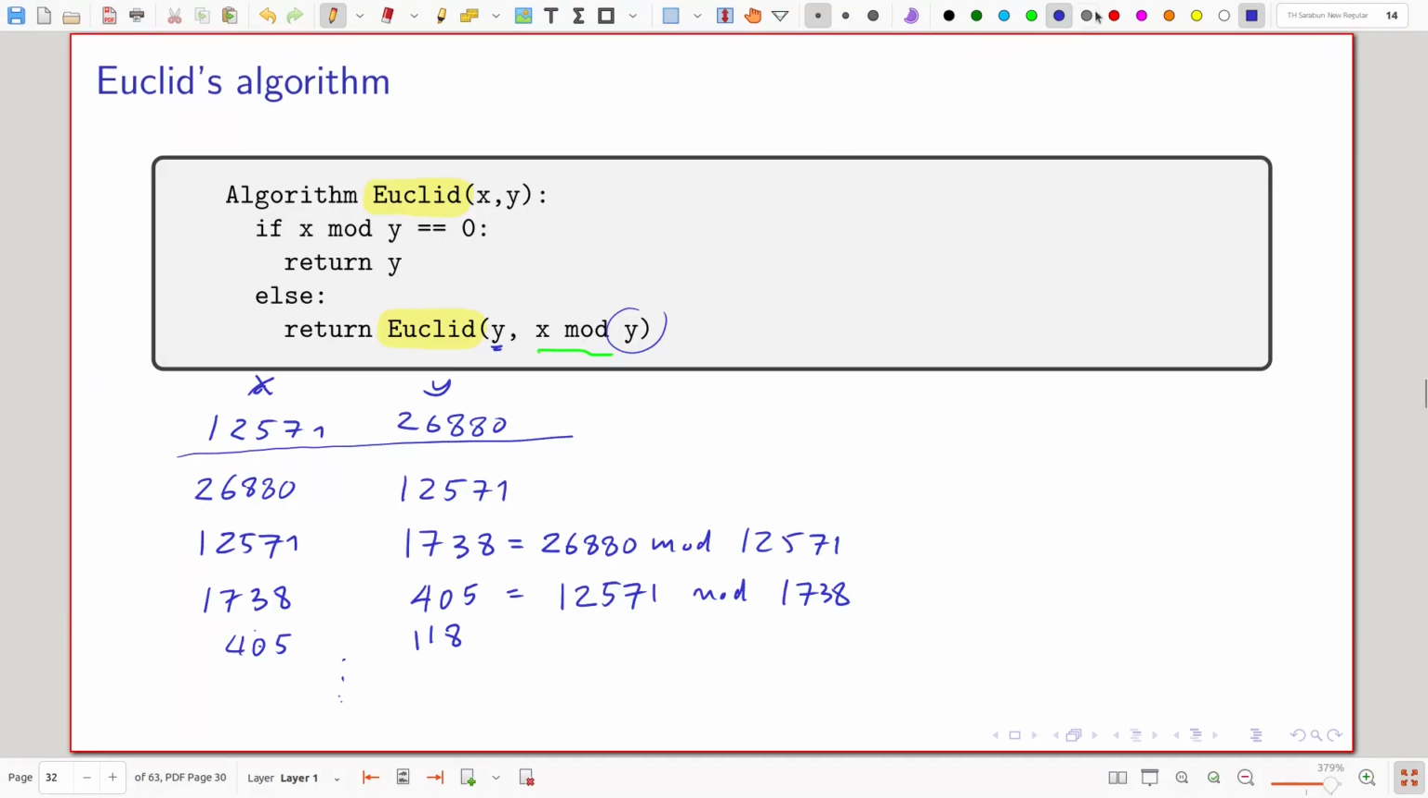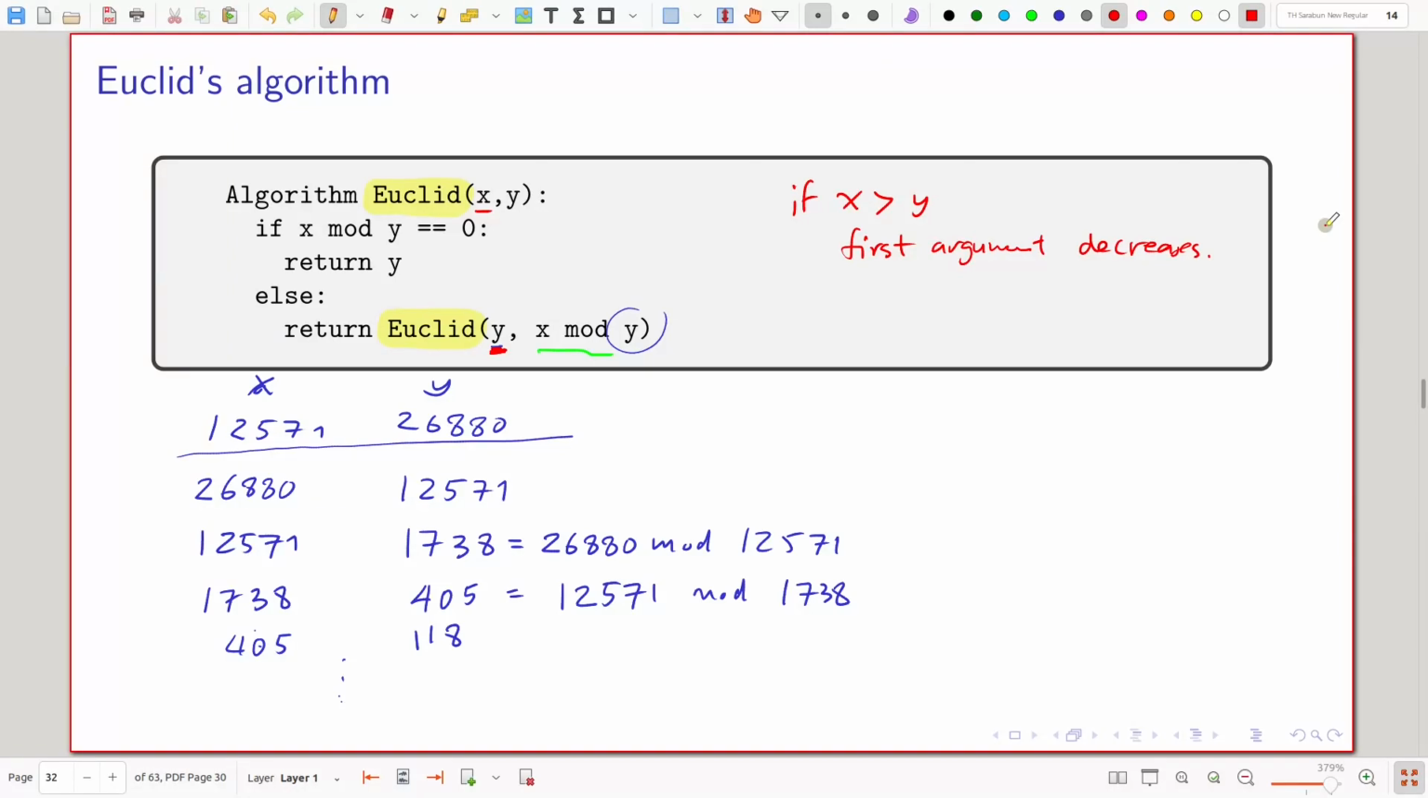Right? So if x is larger than y, then when you call itself, the first argument decreases. Right? Why is that? Because we know that x is larger than y. So previously you call Euclid x, right? Second time you call Euclid y, so the first argument decreased because we know that x is less than y.